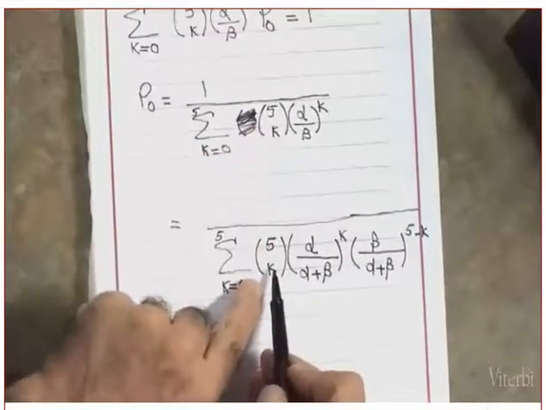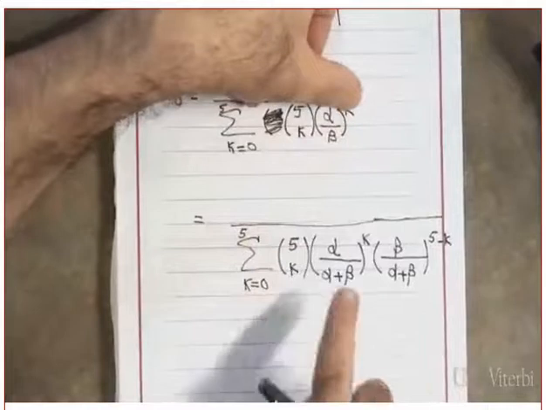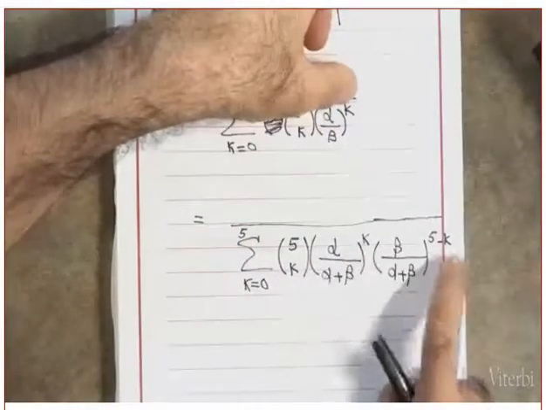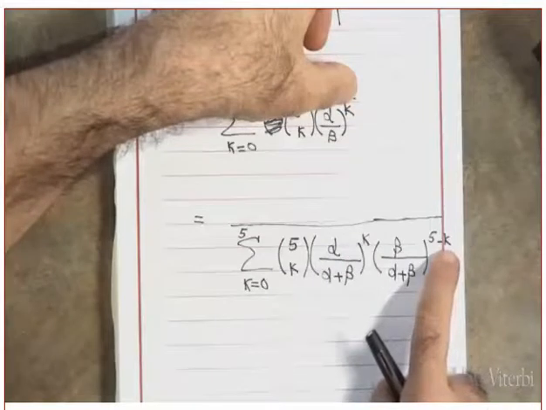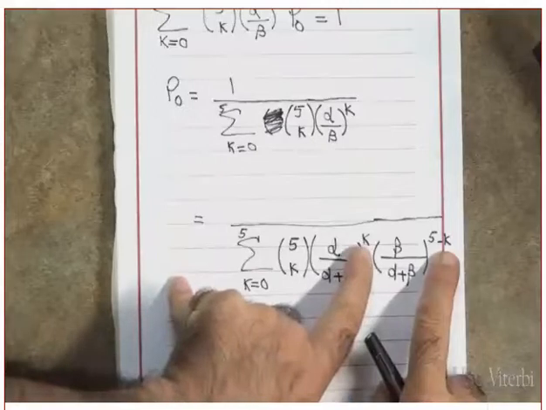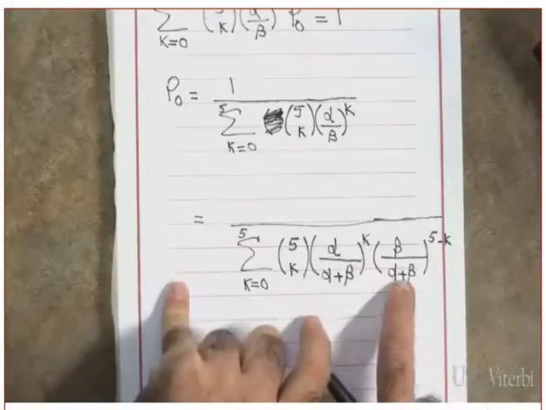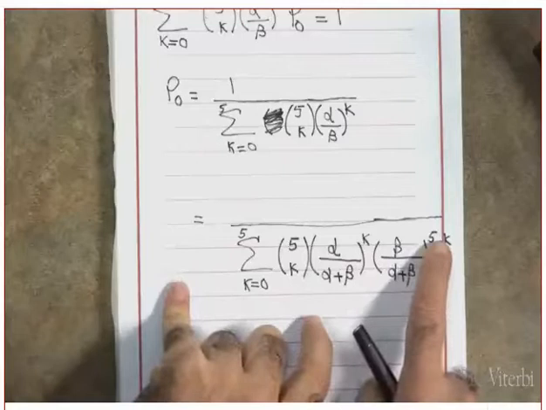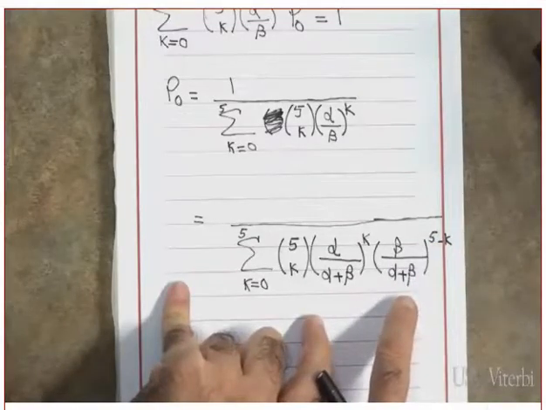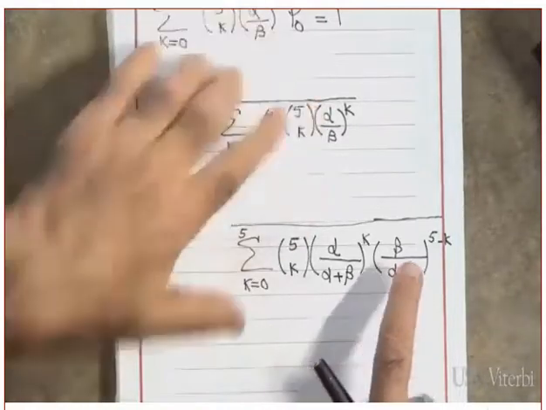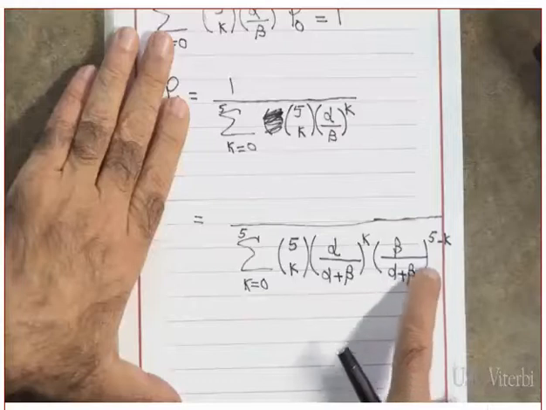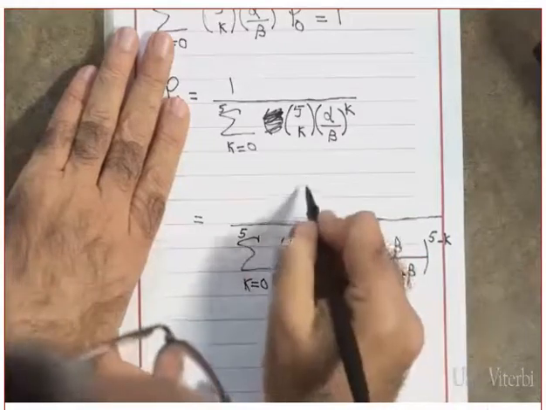5 choose K is this 5 choose K. Yes? Alpha to the K is this alpha to the K. Beta to the K is this beta to the minus K. Did you get it or not? Okay, so what do I have here? Alpha plus beta to the K will cancel with alpha plus beta to the minus K. Do you agree? So which term remains that is not here? It's beta over alpha plus beta to the what? 5. I'm going to put it here so that they will cancel.